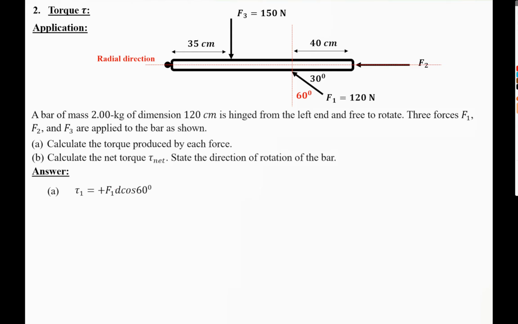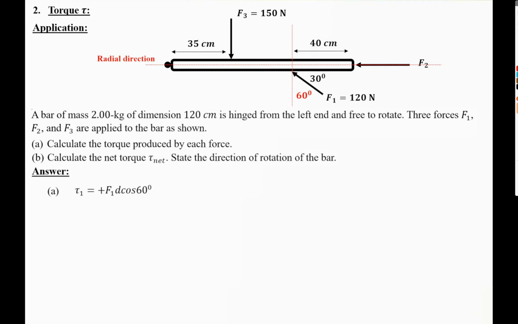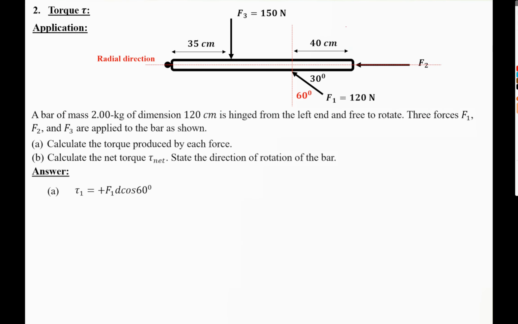And the torque would be positive, because this force will cause the door, or the bar, since here we're talking about not a door, to rotate in this direction, so in the positive counterclockwise direction. And now we know the value of F1, which is 120, and D is 0.8. Let me show you the calculation.